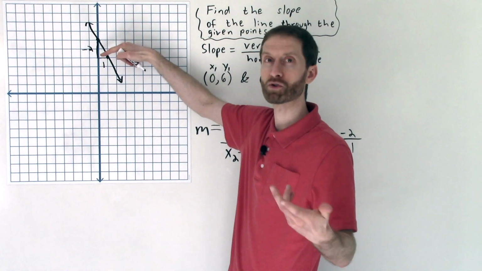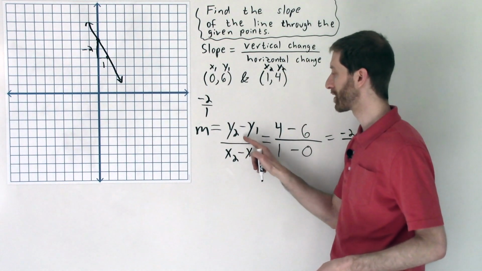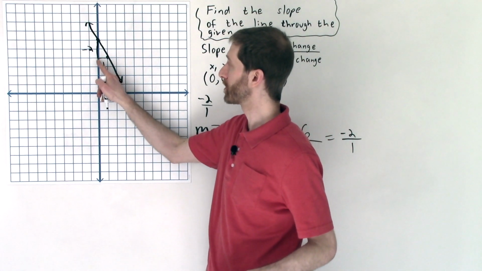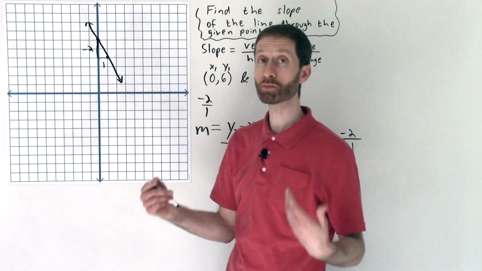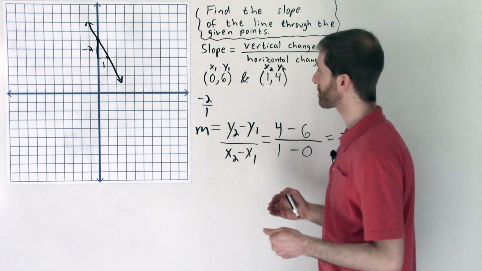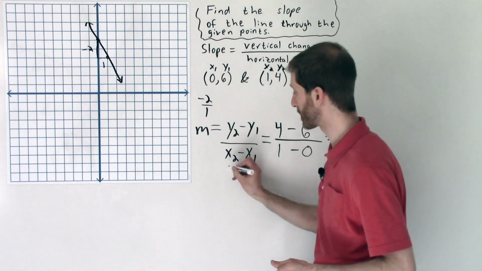6 to 4. You're subtracting: y2 minus y1. Isn't that awesome? And then, how do we get from this point, x equals 0, to x equals 1? You're subtracting again: x2 minus x1. Just to show you that it doesn't matter which order we do things in, you'll still get the same value.